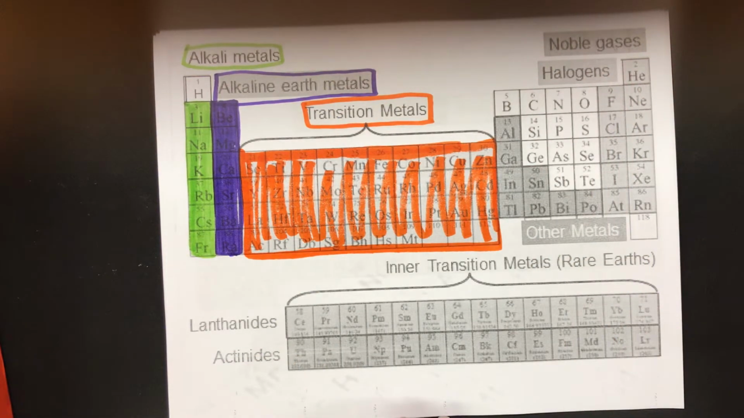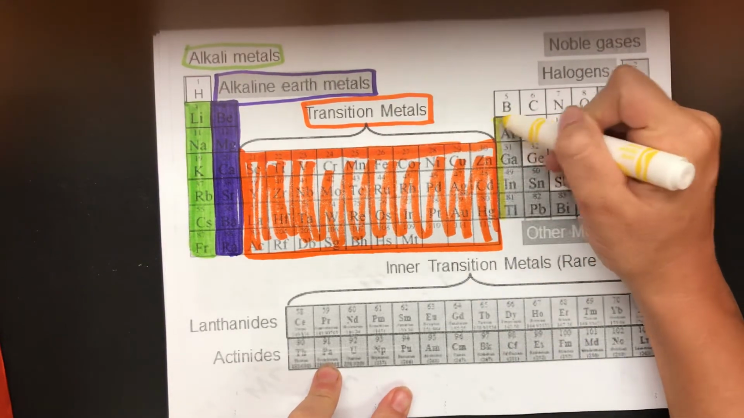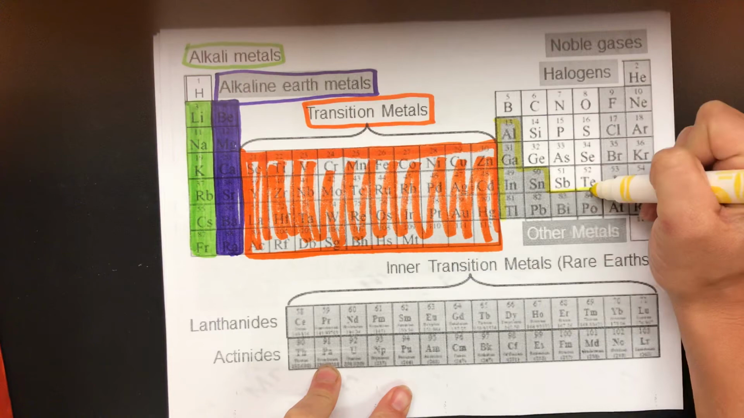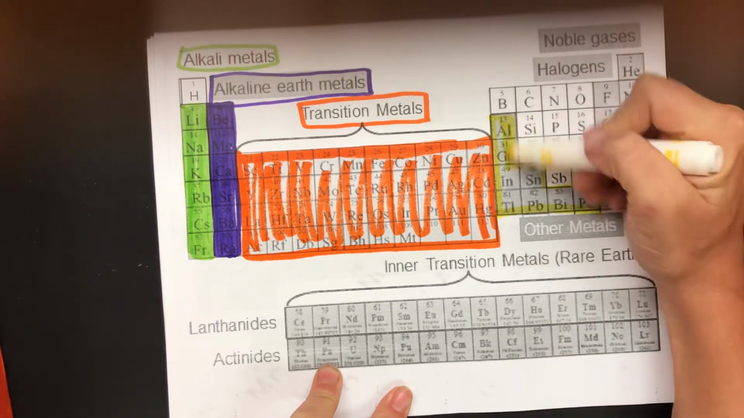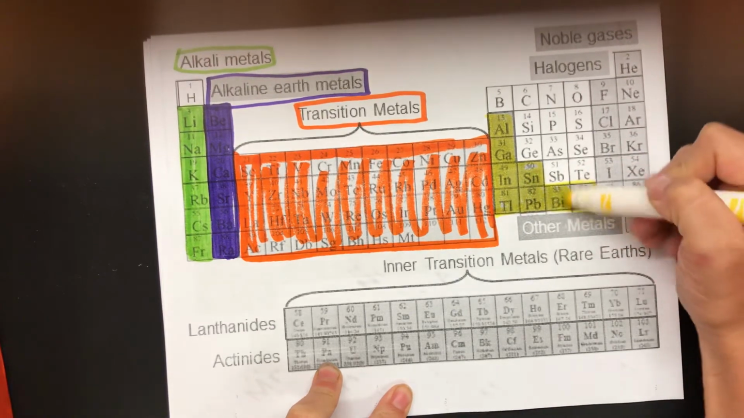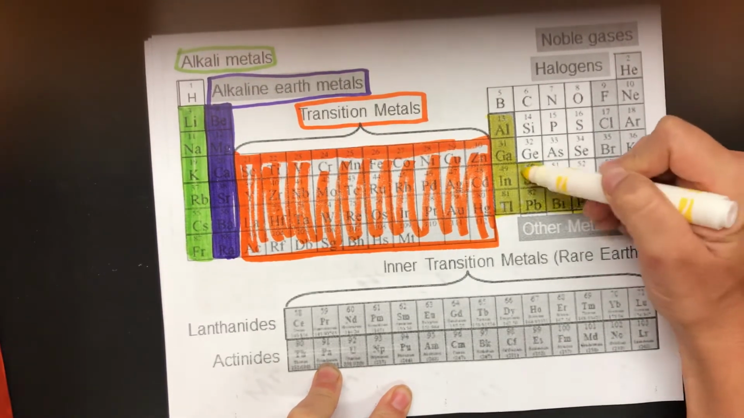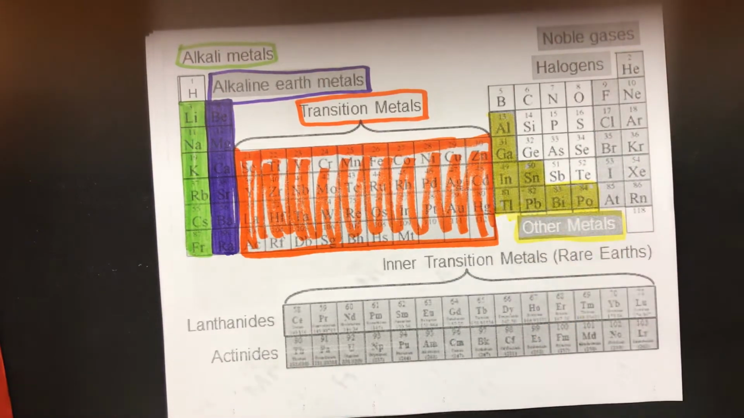Next, you have what's called your other metals. They don't really have a special name. You need to make sure you're coloring in the same ones that I am. It kind of looks like an L, but then you include Sn in there. They're just sort of the other metals.